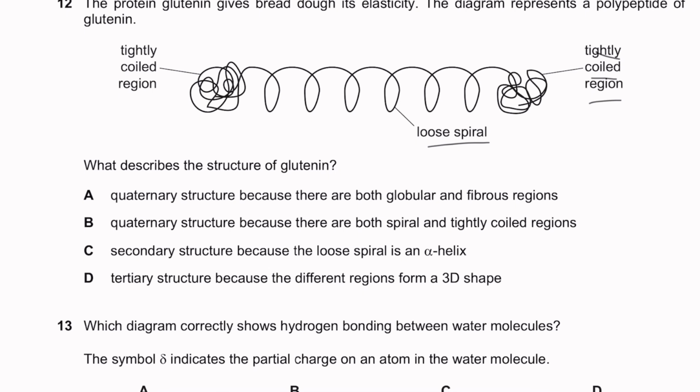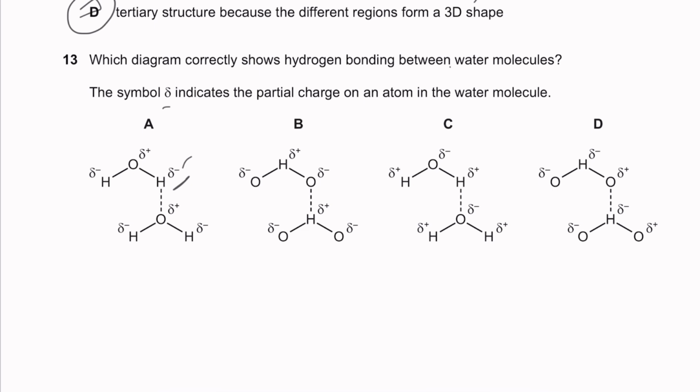This does not mean that it has a quaternary structure. Quaternary means it's made of more than one polypeptide chain. So we can cancel this out. Quaternary structure because they're both spiral and tightly coiled. Okay, no. Basically secondary structure because the loose spiral is an alpha helix. Loose and alpha helix do not go together. Okay, tertiary structure because different regions form a 3D shape. This is right.